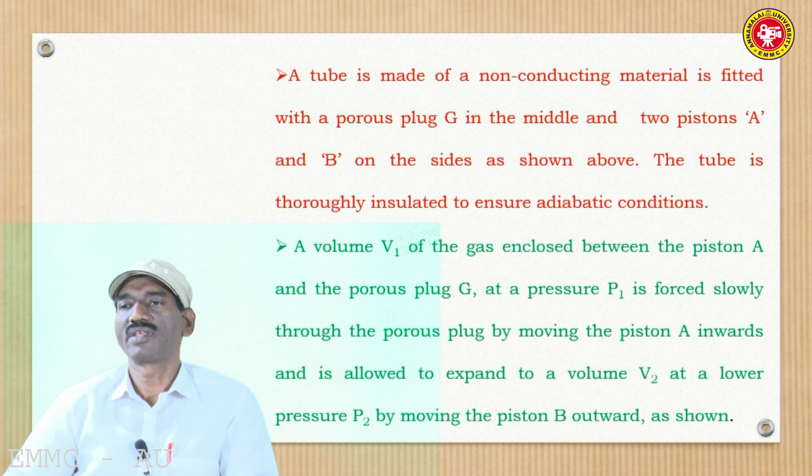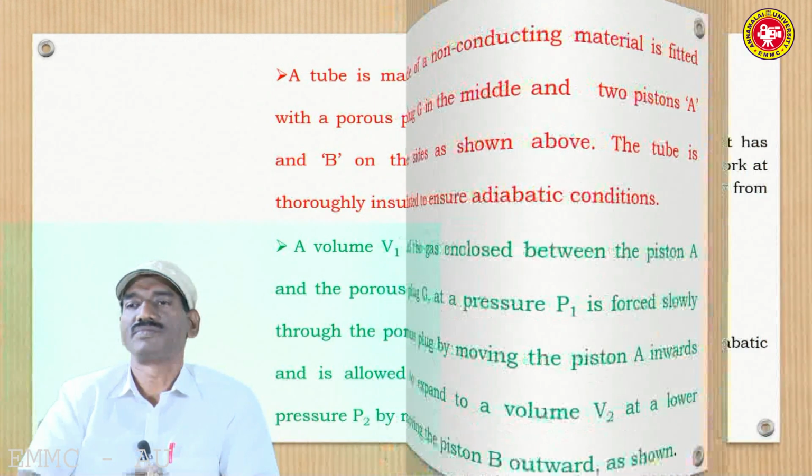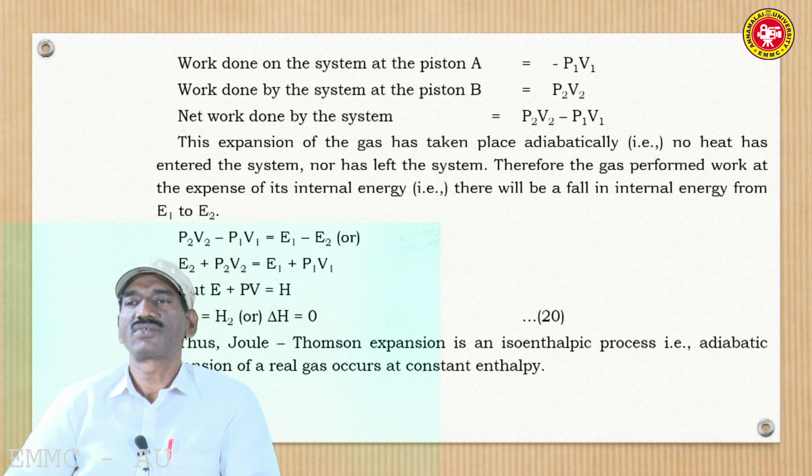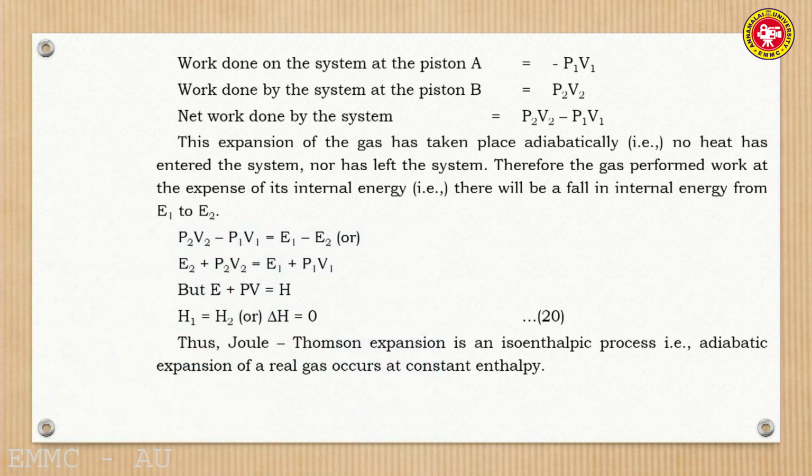A volume V1 of the gas enclosed between the piston A and the porous plug G at a pressure P1 is forced slowly through the porous plug by moving the piston A inwards, and is allowed to expand to a volume V2 at a lower pressure P2 by moving the piston B outward as shown. So the work done on the system at piston A is equal to minus P1 V1. Work done by the system at piston B is P2 V2. The net work done by the system may be written as P2 V2 minus P1 V1.